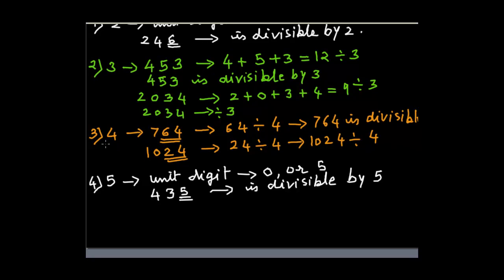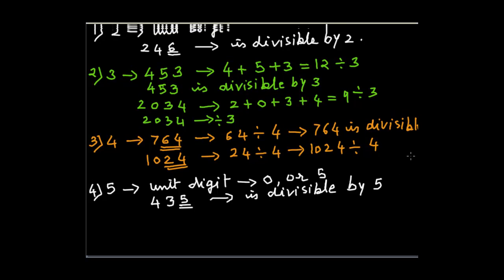Now let me explain another example. If I had taken 4380, the unit digit is 0. So the given number is divisible by 5.